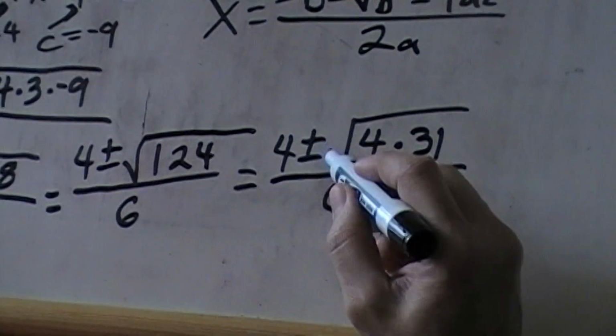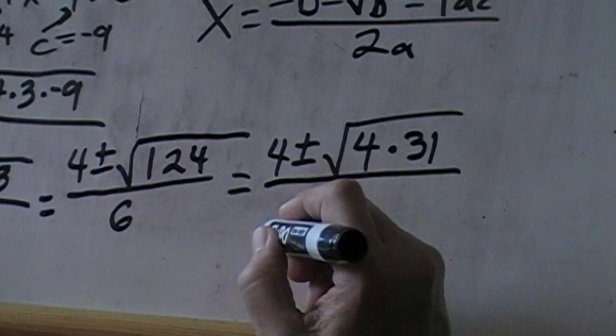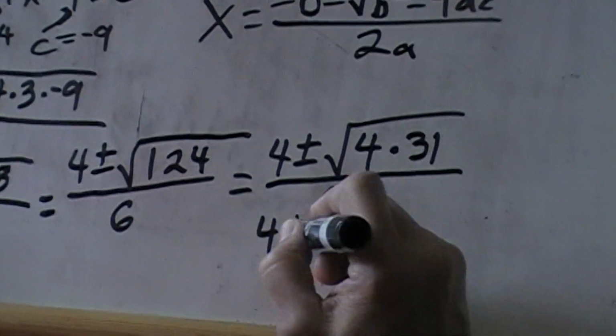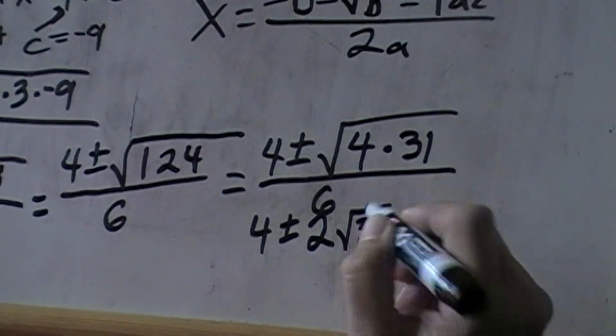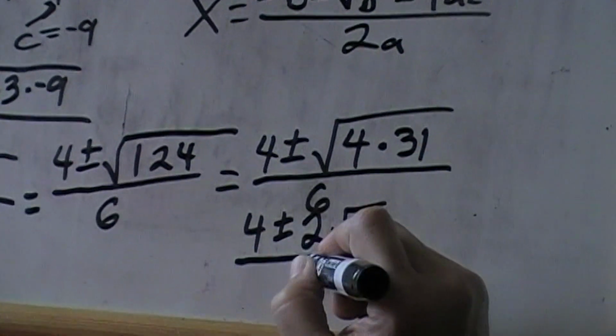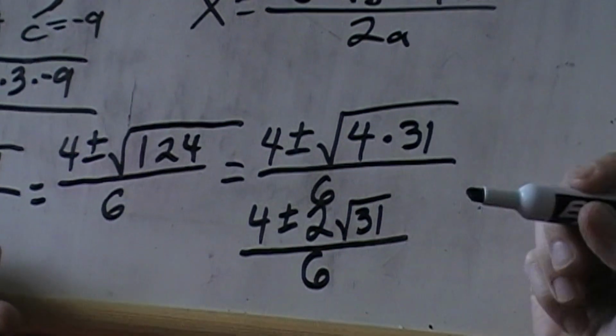Now don't forget, you have to take the square root of 4. So 4 plus or minus the square root of 4 is 2. You're still left with the square root of 31, and this is still all over 6. Are we finished?